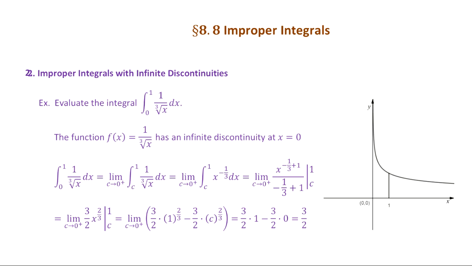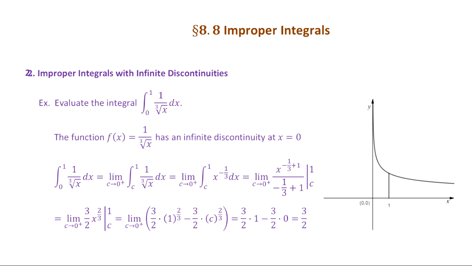That's easy to do if you rewrite 1 over cube root x as x to the negative 1/3. The cube root is 1/3 in the exponent, and it's in the denominator, so that's negative. Then you just use the power rule to integrate. You get x to the negative 1/3 plus 1 over negative 1/3 plus 1. Then you simplify it. You get 2/3 in the denominator, and then you flip it, you get 3/2. And in the exponent, you get x to the 2/3, and then plug in c and 1, subtract, and then take the limit.